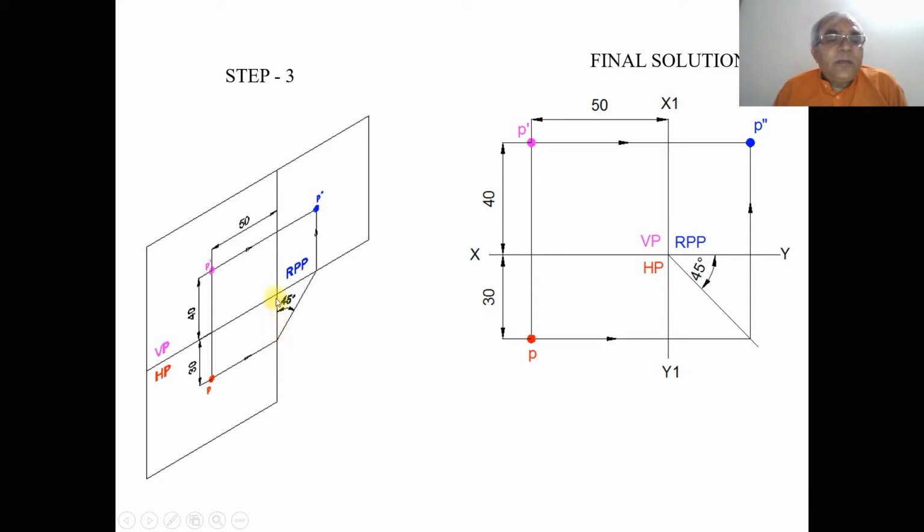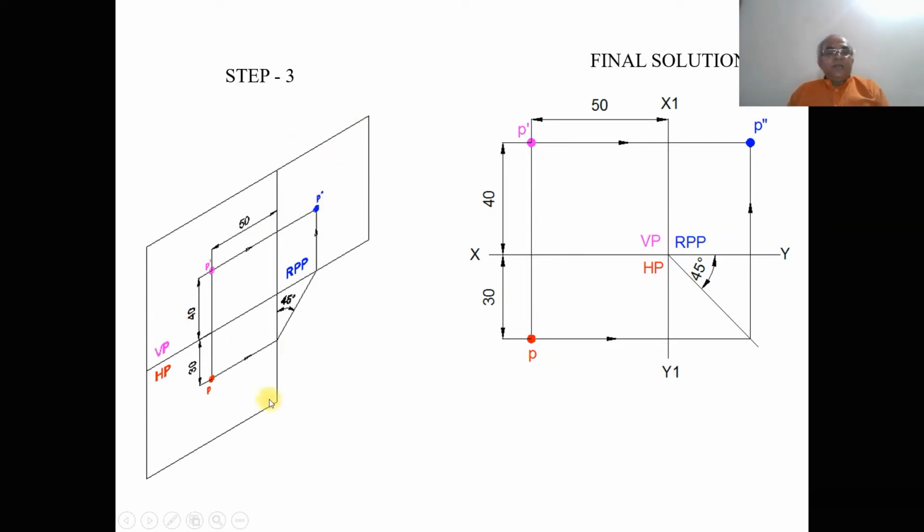But when you see it in the profile view, that should be transferred to a horizontal distance. So you draw a line inclined at 45 degrees. Then the 30 mm in front of VP, which is vertical, is transferred to horizontal. On that line you get the side view. You project that till the front view projected line. Both will intersect at this point, and you get P double dash.